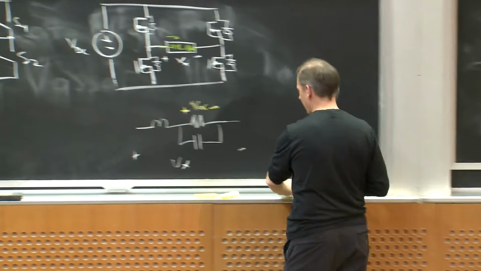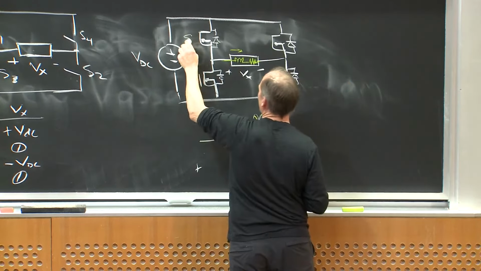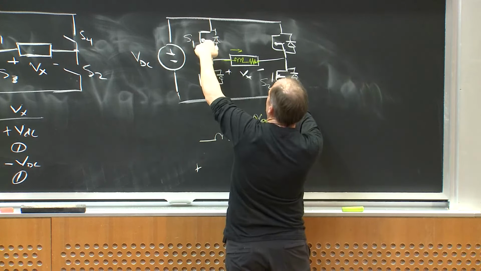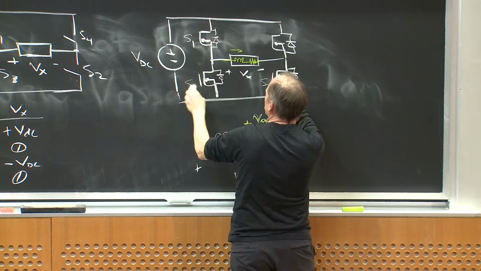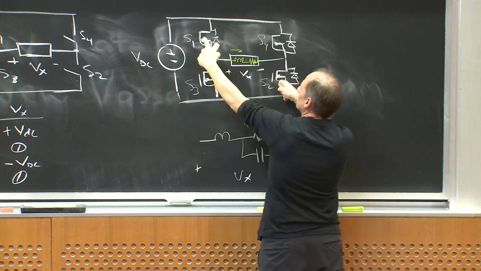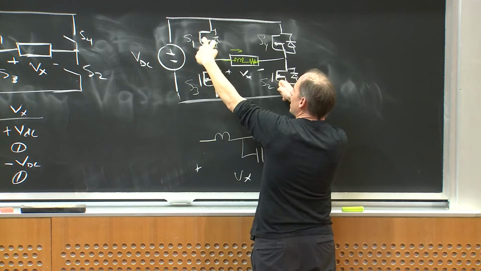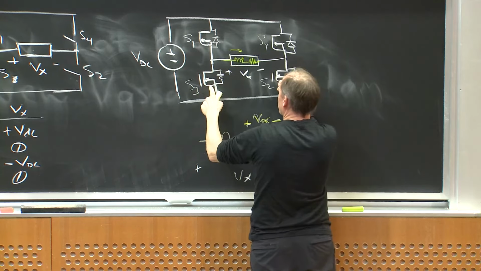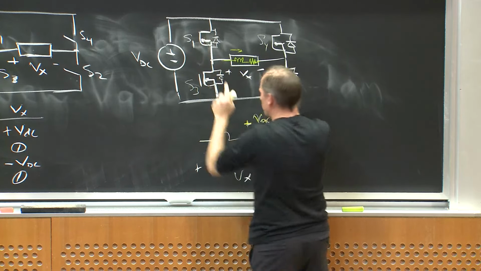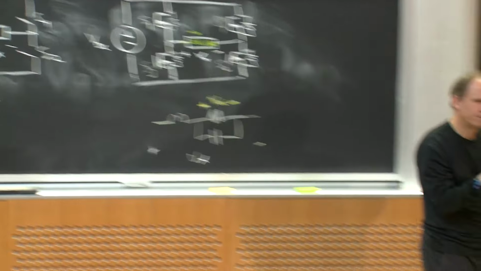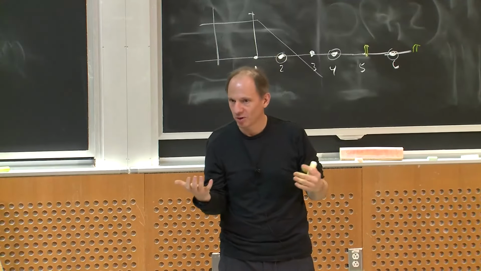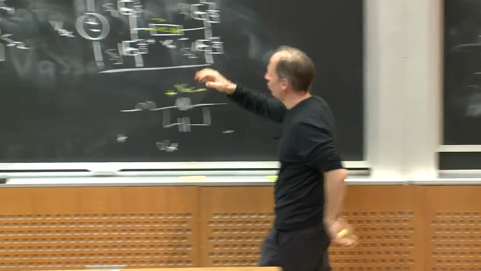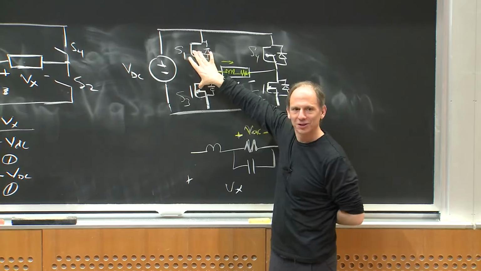So suppose I have S1 and S2 on, and I want to do that switching pattern. What's the next thing I'm going to do? What would be my next state after S1 and S2 are on? S2, S3, right? So I'm going to turn off S1 and turn on S3. Now, when you think about doing that in the real world, you have to be a little bit careful. If I ever turned on S1 and S3 together, unfortunate things would happen.